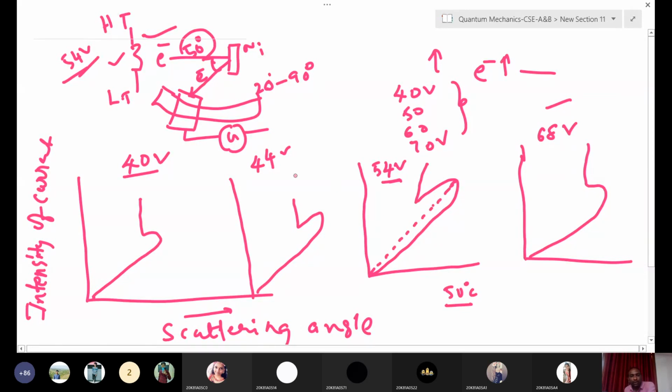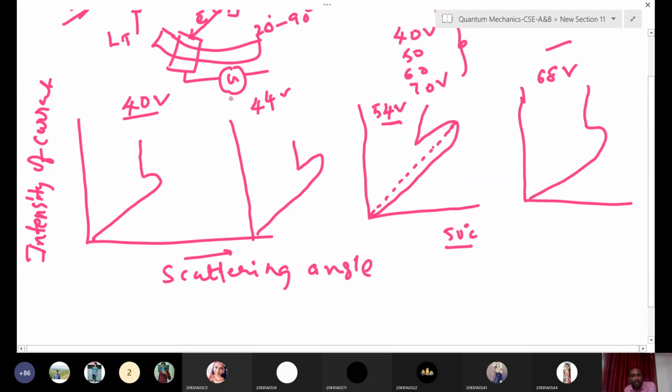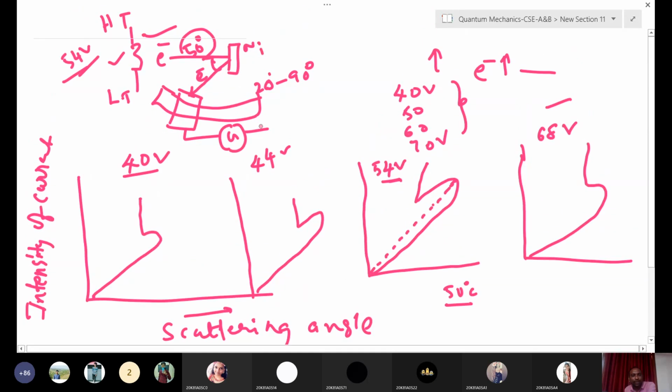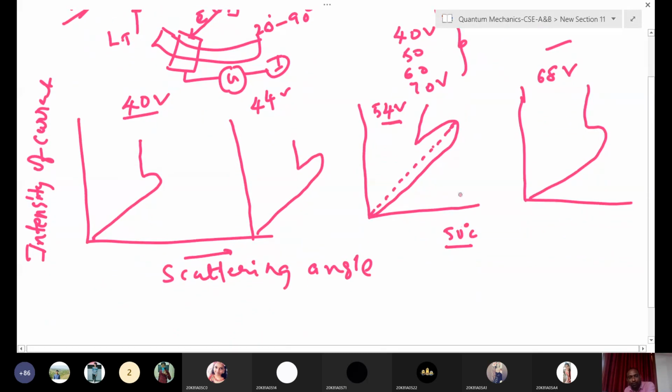So how did we get this bump size increasing and decreasing? We measured the current intensity using the galvanometer. From there you can plot the graph of which angle and which voltage gives the maximum current.